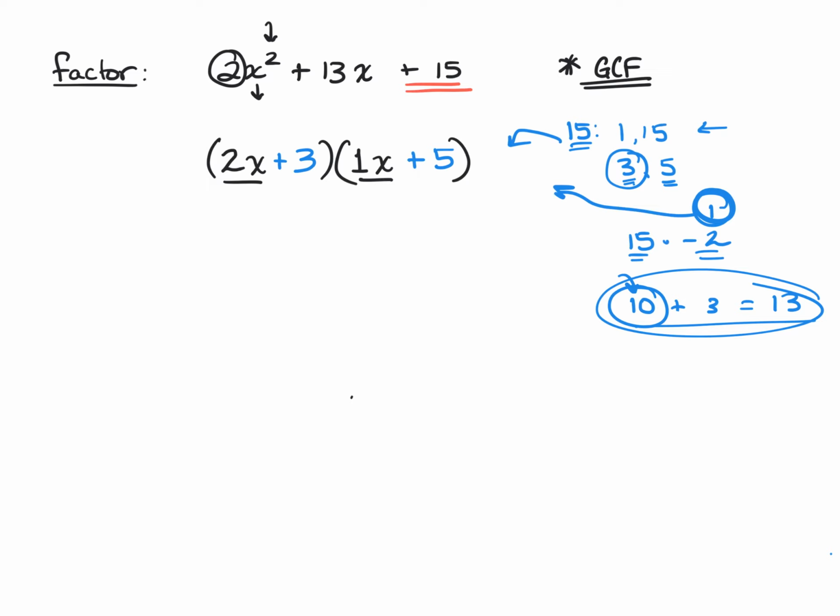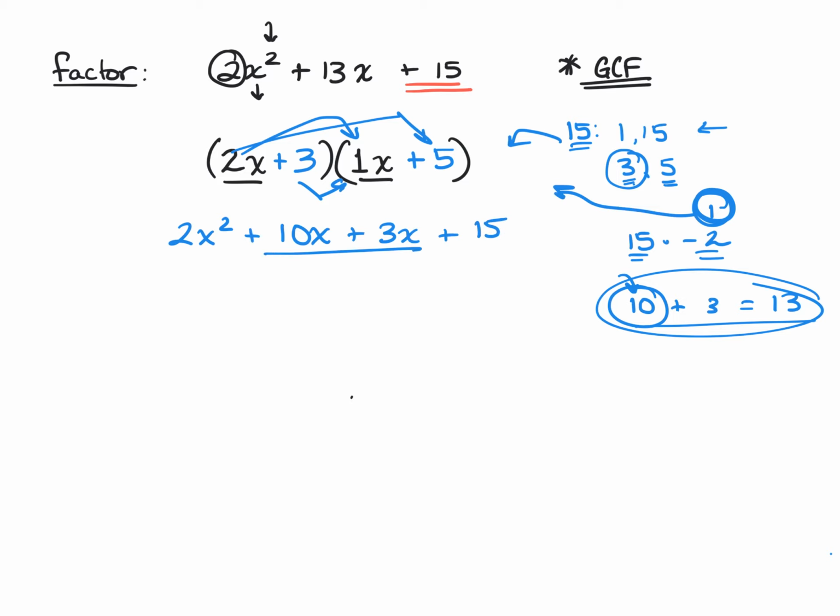But the thing I would do is take the 2x, multiply it by the 1x, which gets me 2x squared. The first term is made. Take the 2x, multiply it by one of the factors of 15, which is positive 10x. Take the 3, multiply it by the 1, you get positive 3x. Take the 3 times the 5, and you get positive 15.